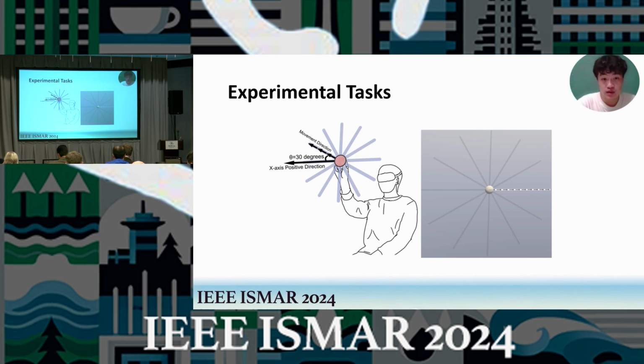The task involved moving the ball from the center towards various angles. The different movement directions were relative to the participant's view, with the positive x-axis being the reference origin point, which means the positive x-axis refers to 0 degrees.